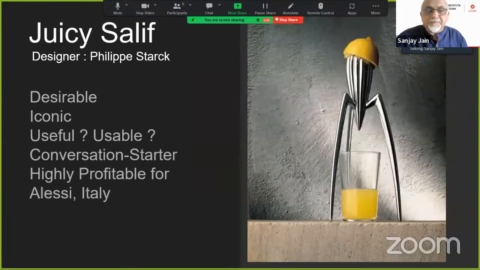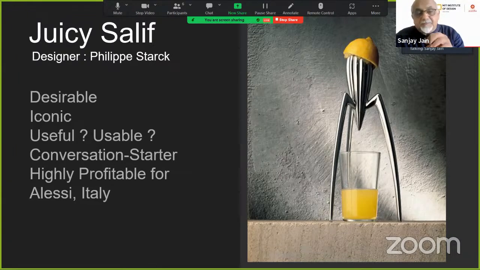Next to that will be a product which is not very functional, but could be desirable, is iconic, it is expressive, useful, I'm not sure, because I've seen this product. Usable, yes. It could be a conversation starter, but this product, despite not being very useful, has been highly profitable for a company called Alessi in Italy. It's called Juicy Salif by an iconic designer called Philippe Starck. And you will read about him when you join the profession, when you start learning about design.